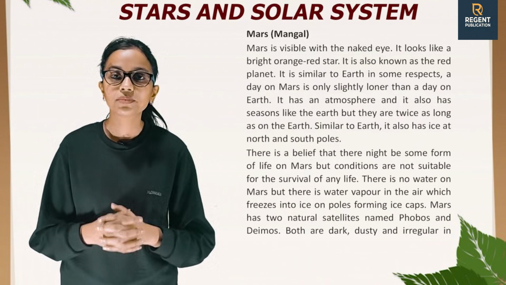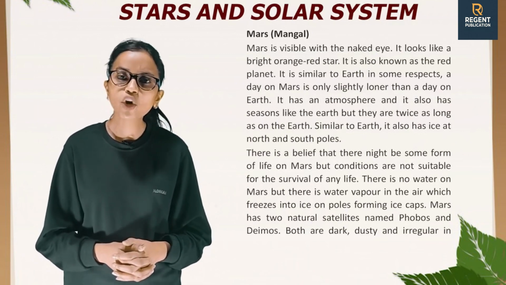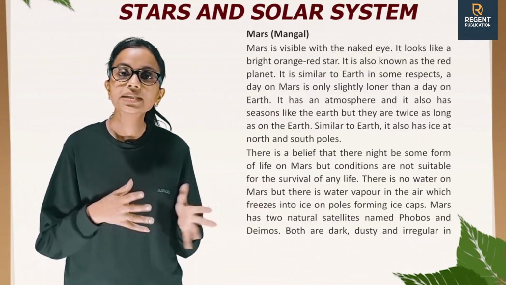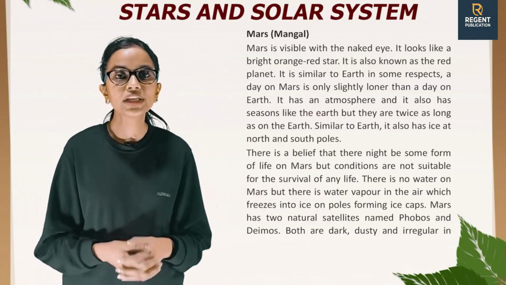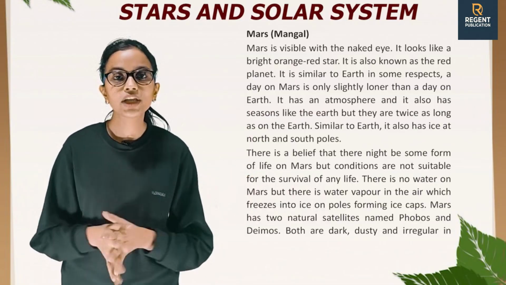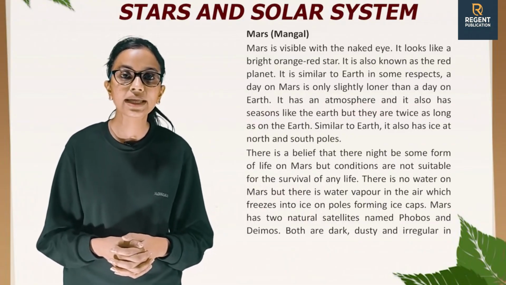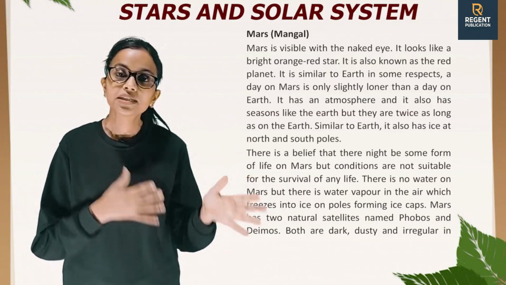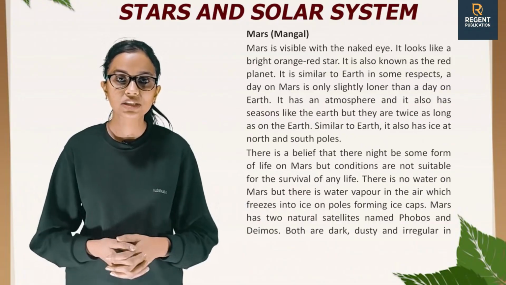Mars, Mangal. Mars is visible with the naked eye. It looks like a bright orange-red star. It is also known as the red planet. It is similar to Earth in some respects. A day on Mars is only slightly longer than a day on Earth. It has an atmosphere and it also has seasons like the Earth, but they are twice as long as on the Earth. Similar to Earth, it also has ice at the north and south poles.